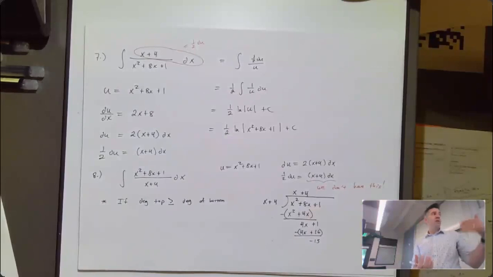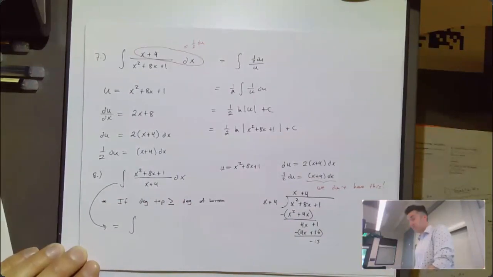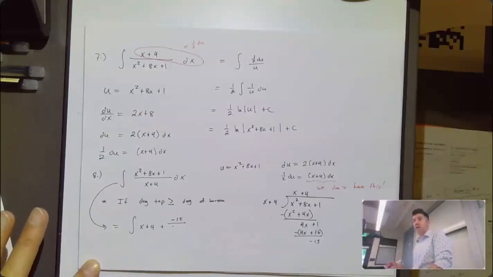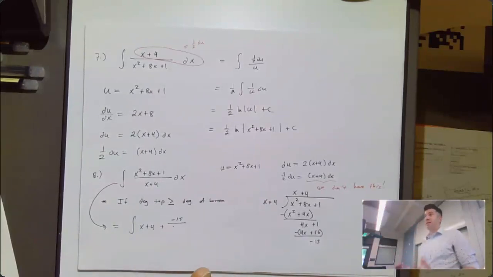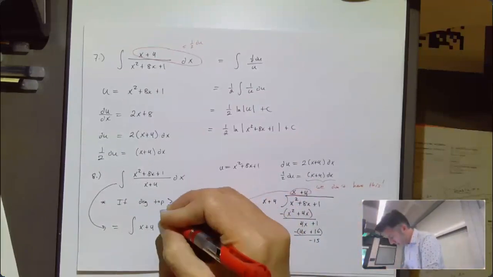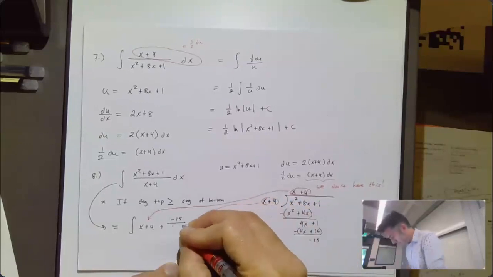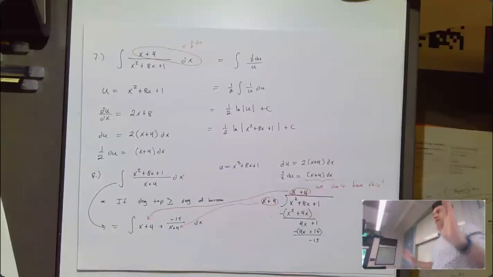So doing this polynomial division allows us to rewrite the integral as the integral of the quotient, which is x plus 4, plus the remainder, which is negative 15, divided by the denominator, which is also x plus 4. This is not a good example in that the divisor and the quotient happen to be the same. That's atypical. This x plus 4 is going here, and this x plus 4 is going here. We'll do another example where it's not so coincidentally the same thing.